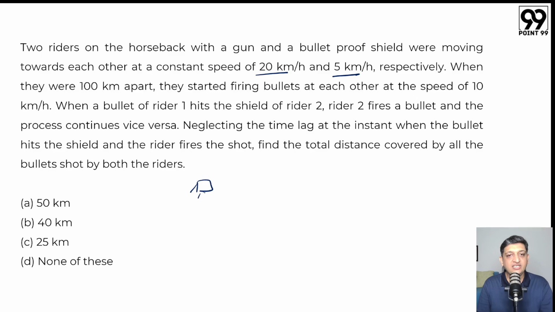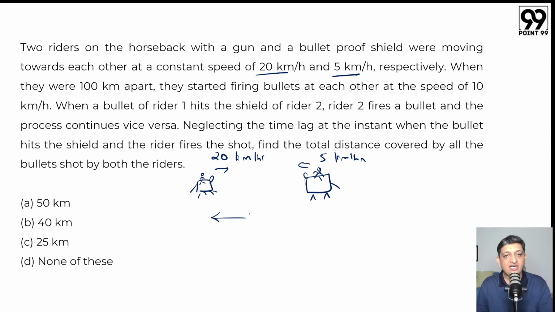So there is a horse here and there is a person sitting on top of the horse, and this person is moving here at say 20 kilometers per hour, and we have one more atrociously drawn horse here, and there is another person who is moving at a slower speed of 5 kilometers per hour. So that is the speed at which these two horses and of course the people on top of them are moving towards each other. They are 100 kilometers apart. So that is what we know here.